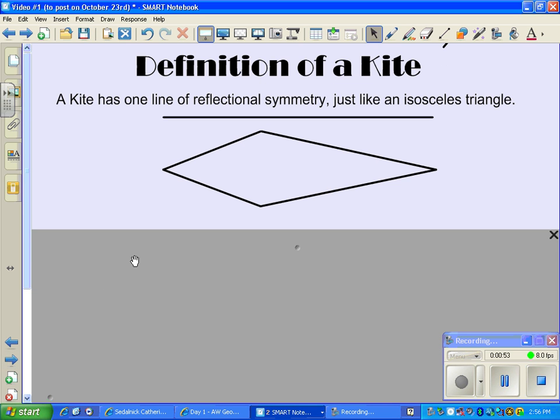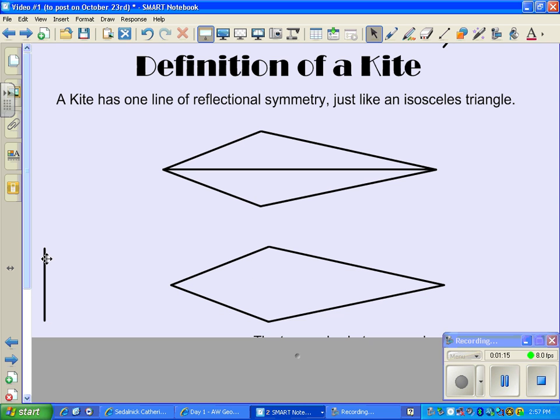All right, so there are several things that you need to know about a kite. The first one is that it has a line, one line actually, of reflectional symmetry. So if you were to cut it the way I just cut it, if you were to fold over the top triangle on top of the bottom triangle, you would notice it fits exactly on top of itself.